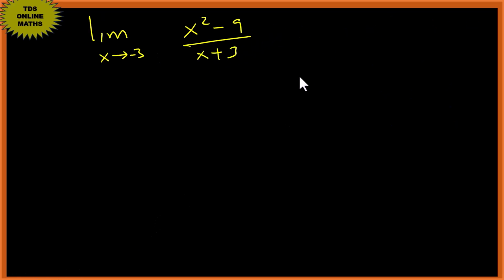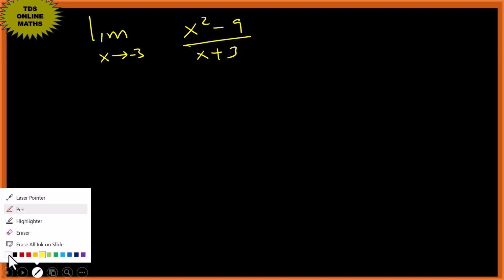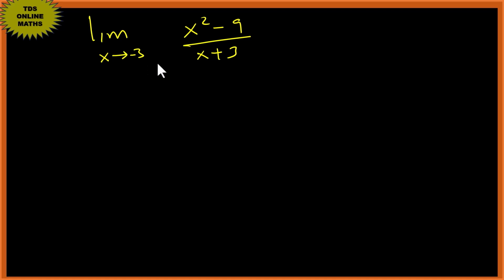All right, let's evaluate this limit. Okay, so let's check. If I plug in -3, this side will be 0 and this side too will be 0. So it will be 0 over 0. So it's not possible. So let's reduce this expression.